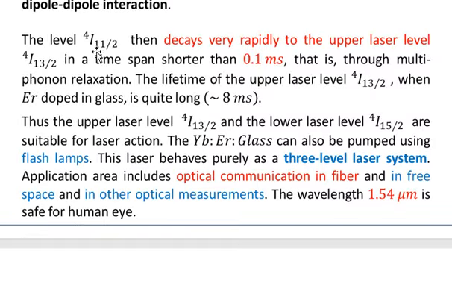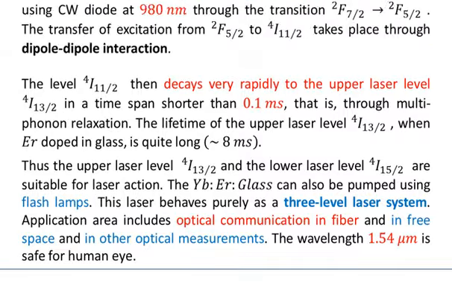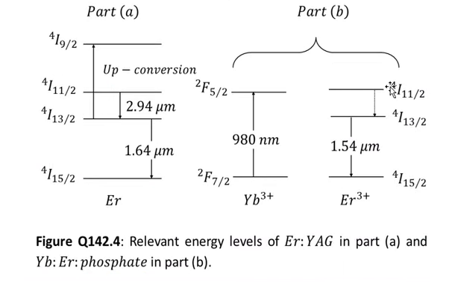The level 4I11/2 then decays very rapidly to the upper laser level 4I13/2 in a time span shorter than 0.1 millisecond. The transition takes place very quickly, and then the population gathers at the 4I13/2 level, and the inversion is achieved for this level.